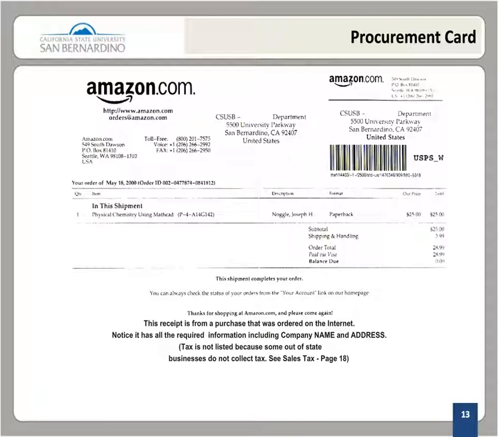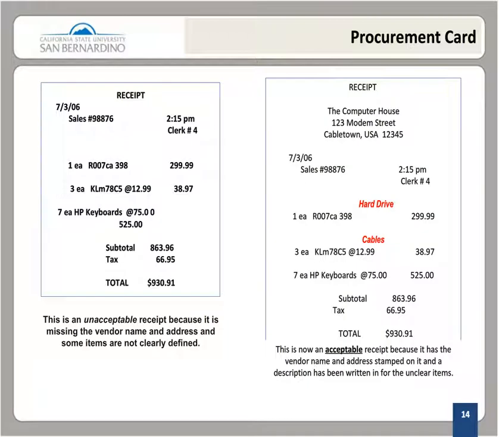This is an example of a receipt from a purchase that was made online. Notice that it has all of the required information: company name and address, the itemized information about the purchase. Taxes are not listed on this item because this business is out of state, and some out-of-state businesses do not collect tax. Let's look at a couple more examples.